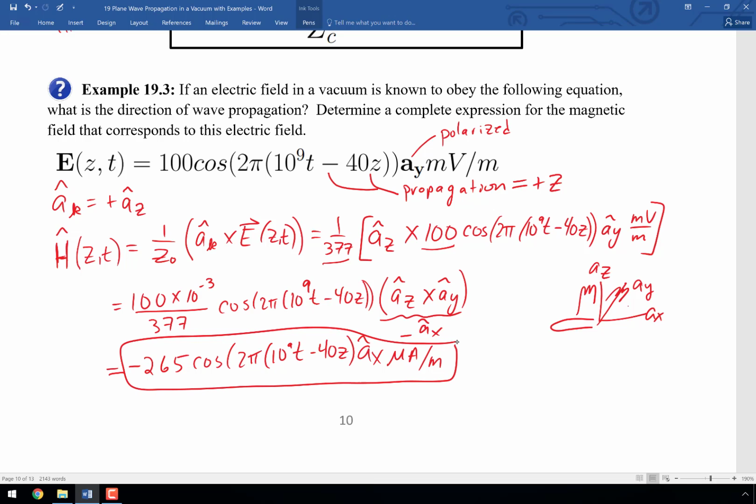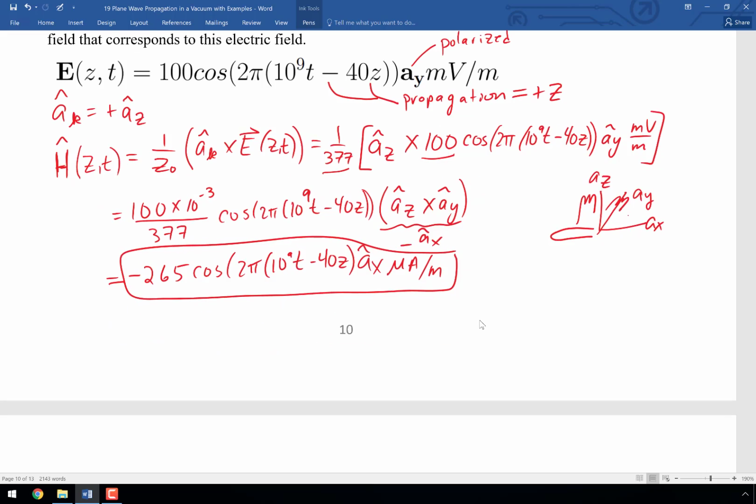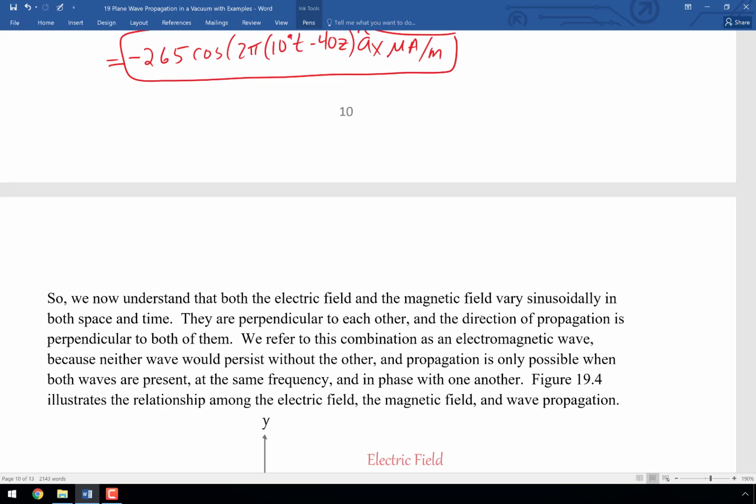So just by being given E, I can tell you the direction of propagation, I can tell you the magnitude and direction of the magnetic field. It's really interesting how you can find out so much information just being given one thing.